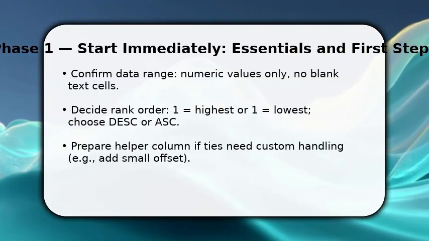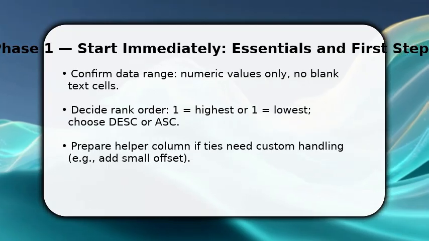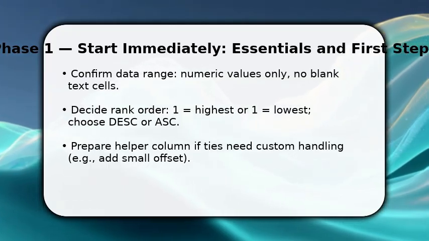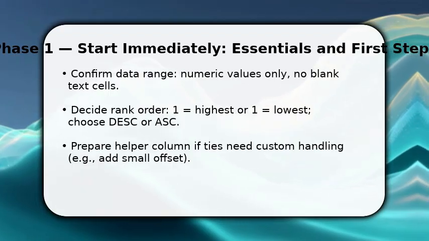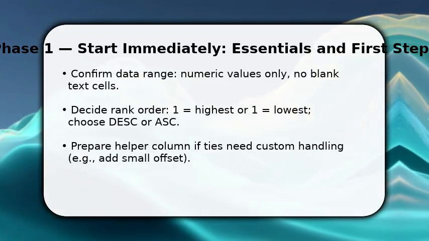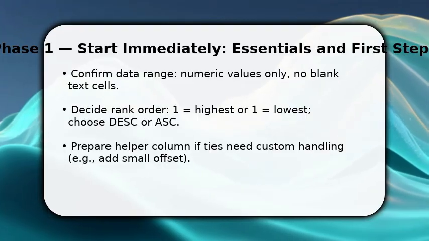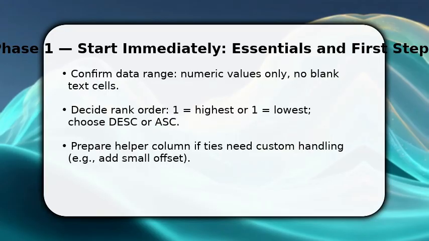You start by preparing the data so the rank function can operate reliably. Point at the numeric range, then remove or convert non-numeric cells. This prevents errors. Next, decide whether one means top or bottom. This changes the function mode.